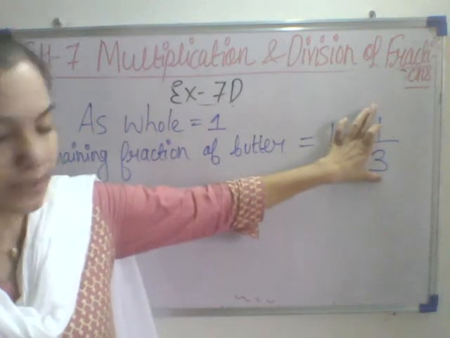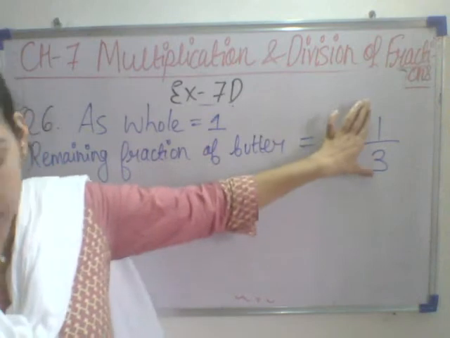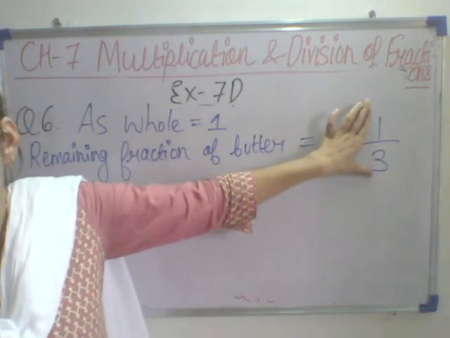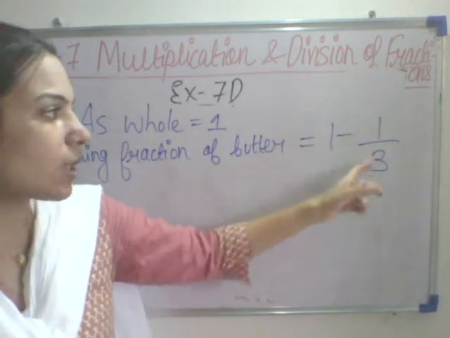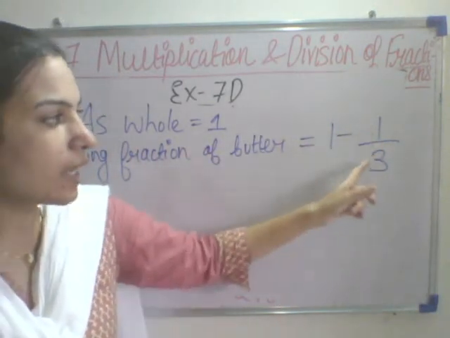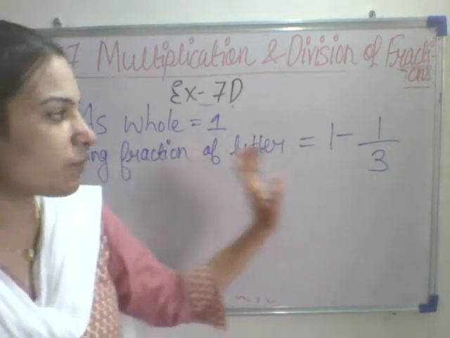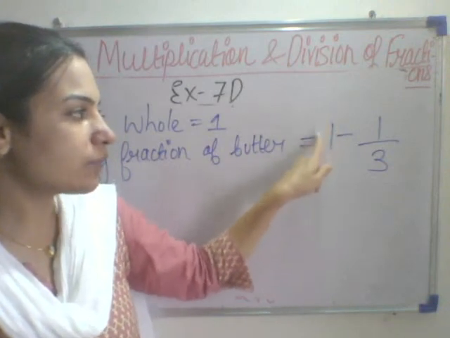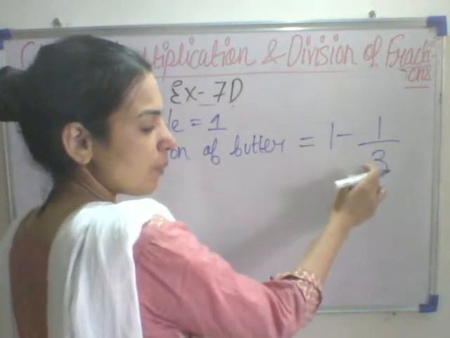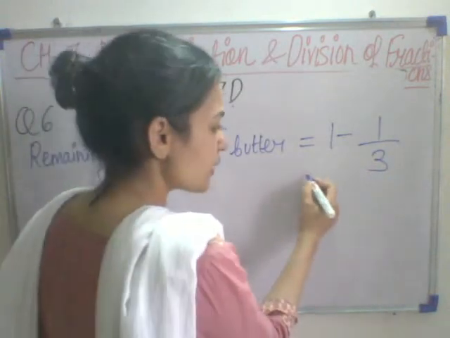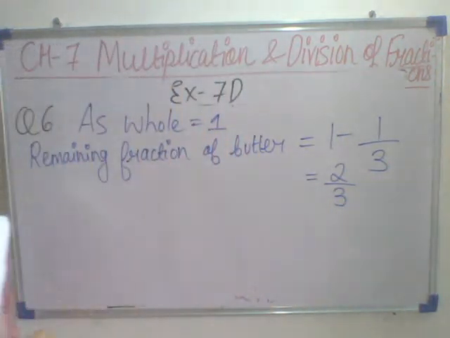Why have I subtracted this 1 upon 3? Because in the question it is given that Anjali uses 1/3 of a stick of butter in making sauce. 1/3 of butter is used by Anjali. So how much is left? The remaining fraction will be found by subtracting it from the total butter. So if you subtract 1 minus 1 upon 3, as we have done addition and subtraction of fractions earlier, you will be getting 2 by 3.